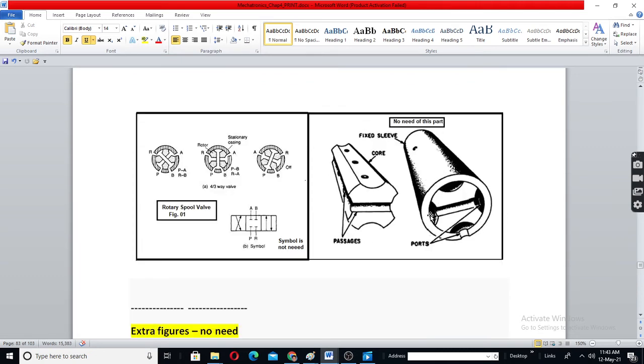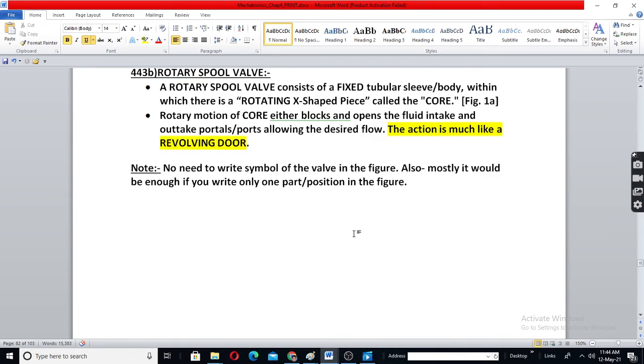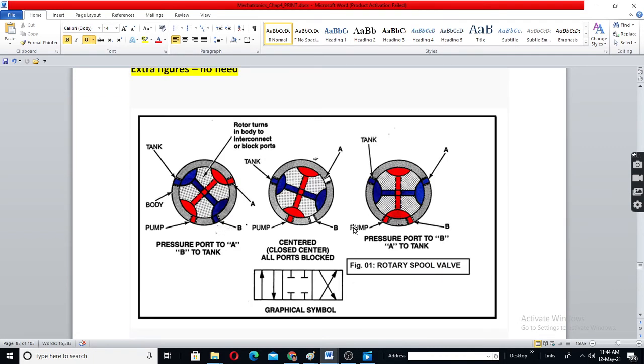So it is a tube again drilled, okay, and we have what is called as rotary spool here. Here it is sliding spool, linear motion. Here it is rotary spool. You can see here, when this rotates, now in this position, this is open. Pressure is towards port A. See, like this. And the tank is connected to port B.